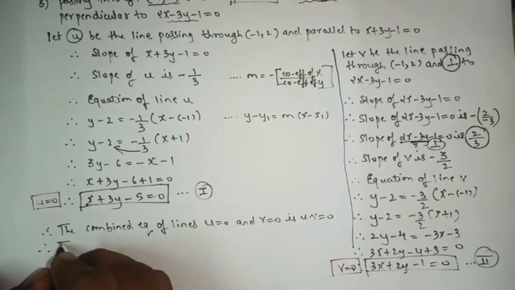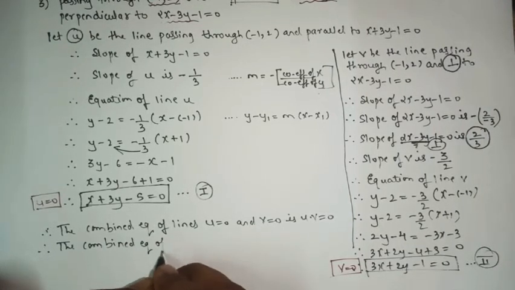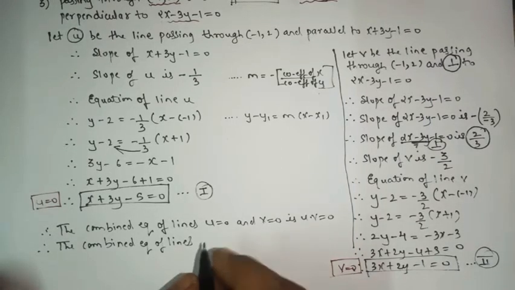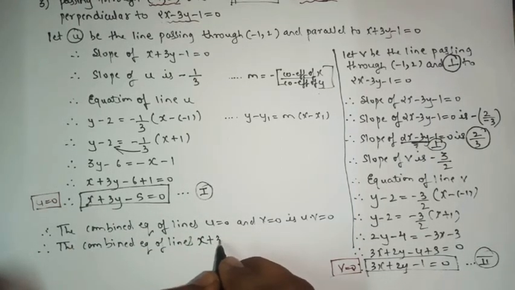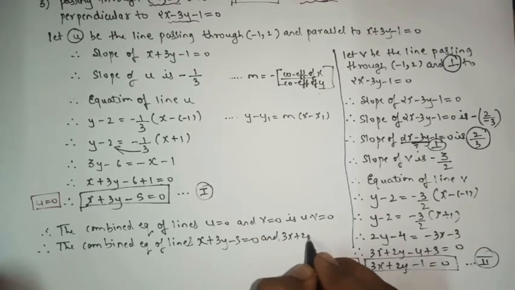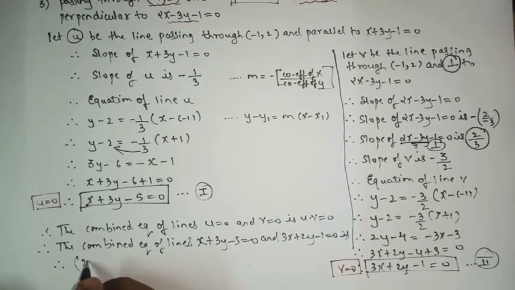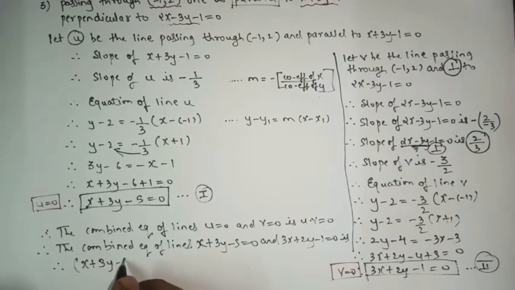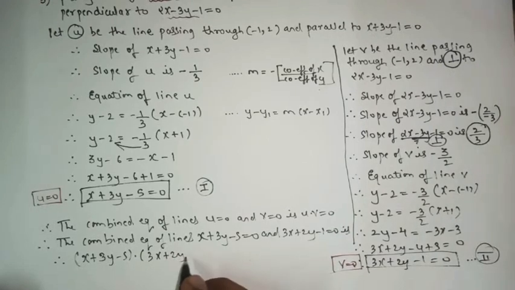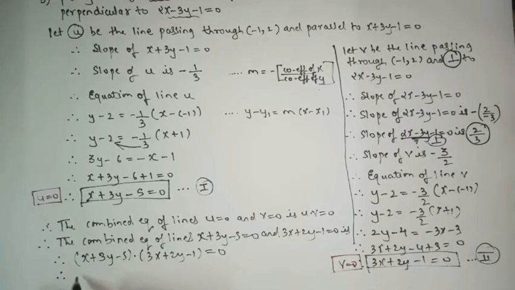So therefore the combined equation of lines x plus 3y minus 5 equals 0 and 3x plus 2y minus 1 equal to 0 is, so what we'll do, multiply x plus 3y minus 5 with 3x plus 2y minus 1 equal to 0. So bracket open, bracket expand. So here you will get what?